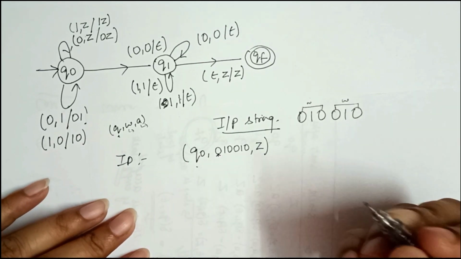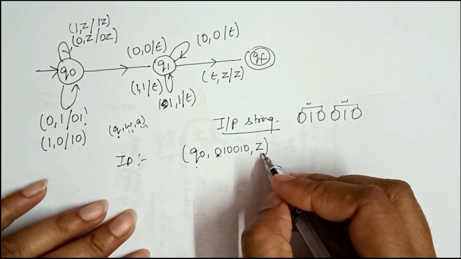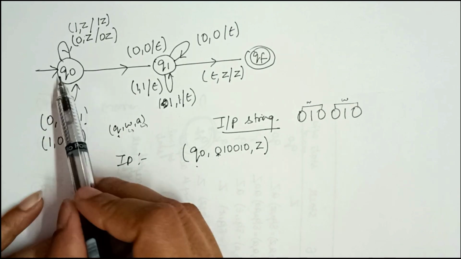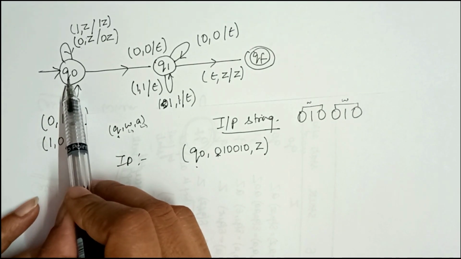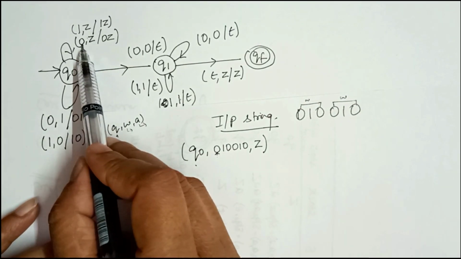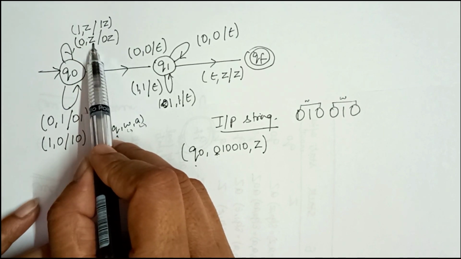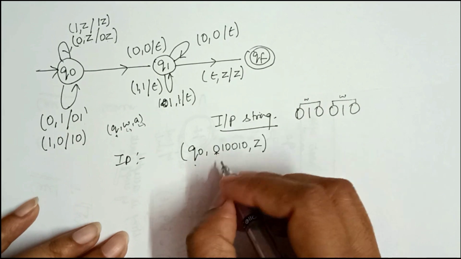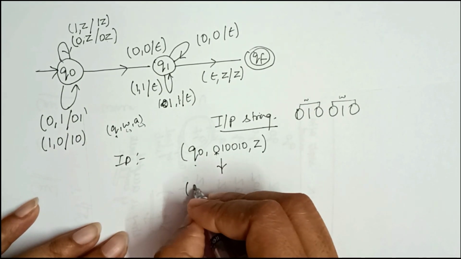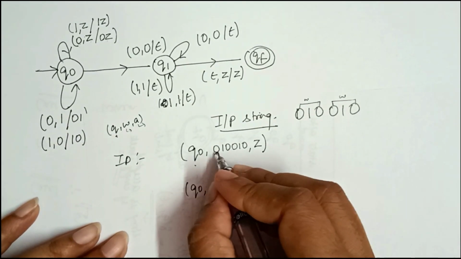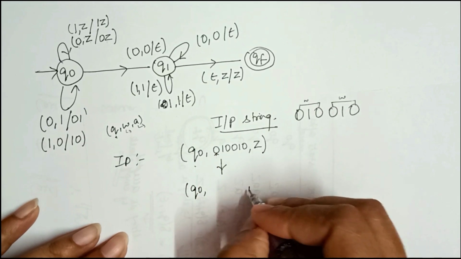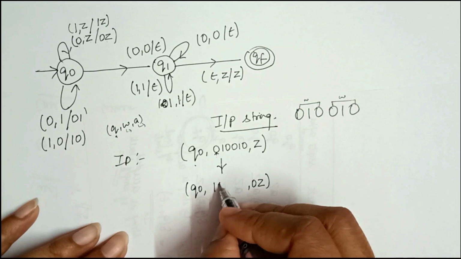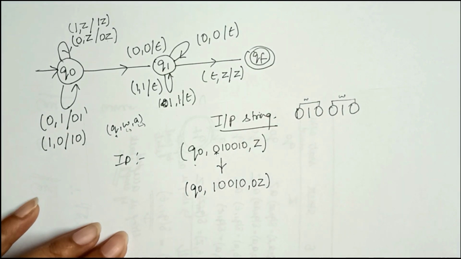Now first, we read the input symbol, which is 0, and the top of the stack is Z, and we are in the Q0 state. See here, if we are in Q0, the input symbol is 0 and the top of the stack is Z, then we push this 0 onto the stack and remain in the same state. So we remain in the same state, we push the 0 onto the stack, and the remaining input is written as 1 0 0 1 0.